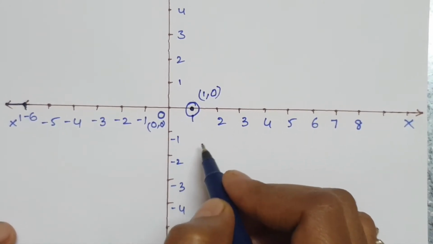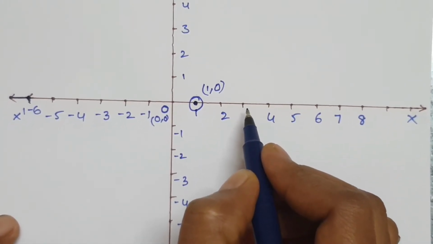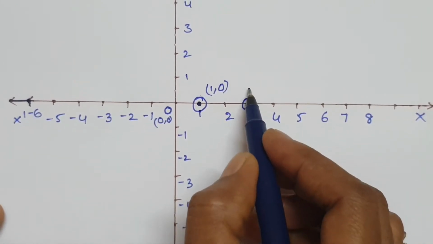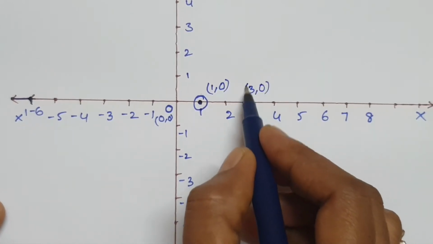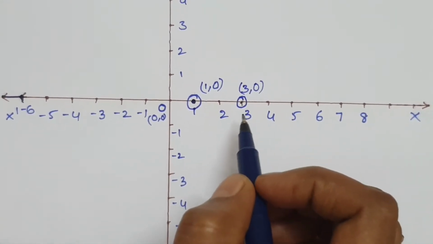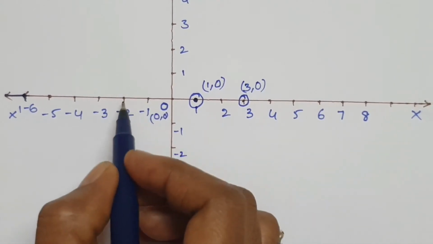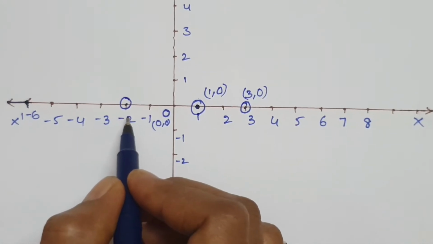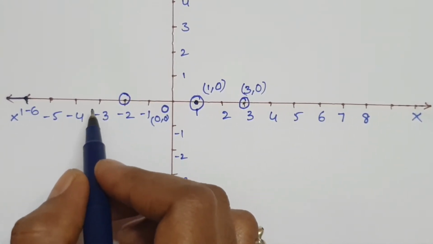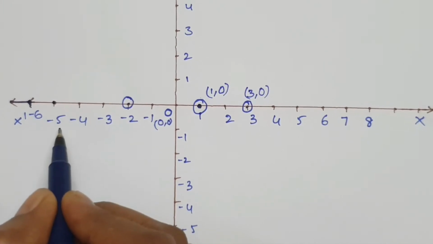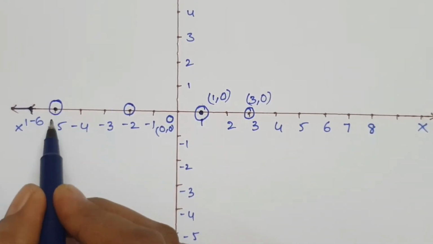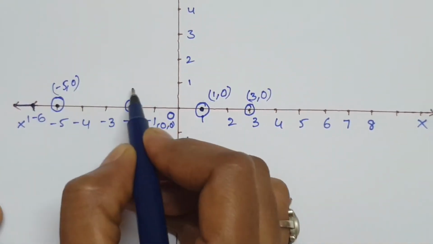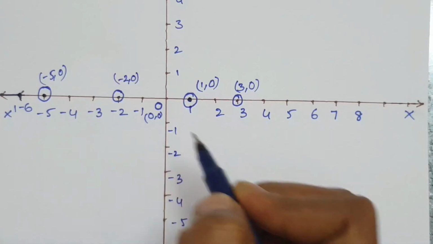The second one is (3, 0), on the positive x-axis. Here the y ordinate is 0. Next is (minus 2, 0). Minus 2 is on the negative side of the x-axis, so (minus 2, 0) is on the negative x-axis. Next is (minus 5, 0), on the negative x-axis. Here write the point names also: (minus 5, 0) and here (minus 2, 0), this one.